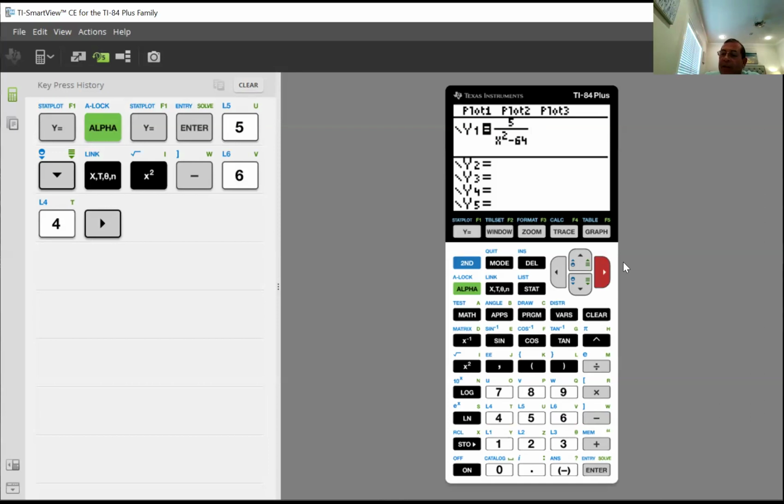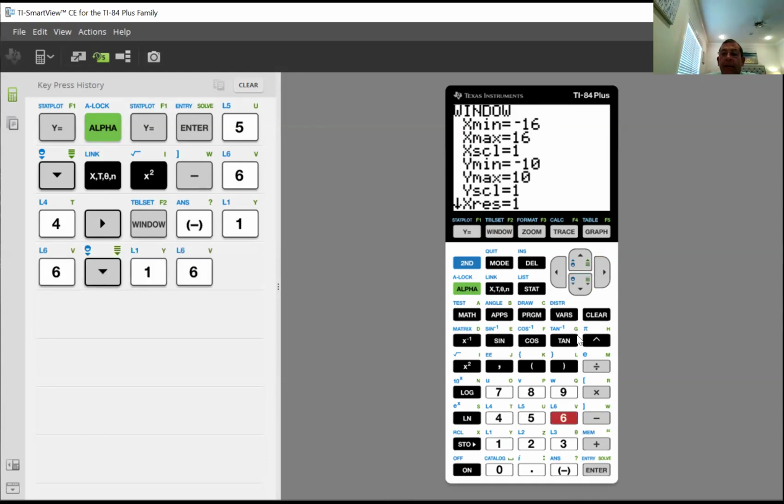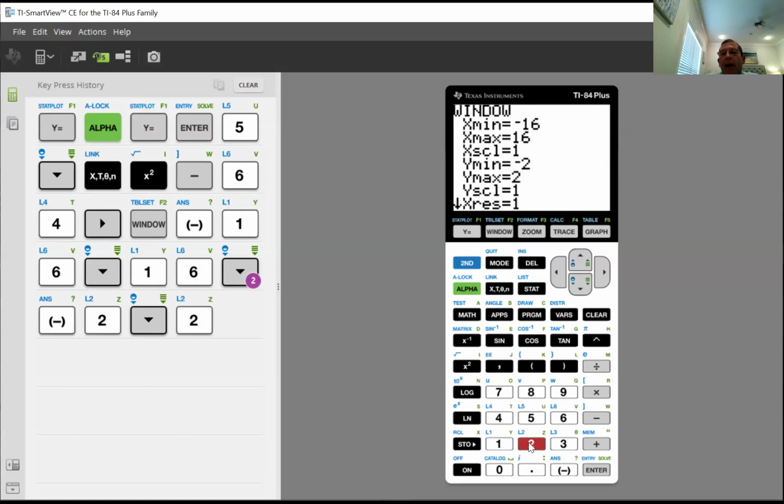All right, now I don't want to graph this yet. Remember, I'm going to set my window. So I'm going to go to my window button. My X minimum was negative 16. My X max was a positive 16. And then I'm going to go down. Y minimum was negative 2. And they do this so that you can actually see the graphs good. And then Y max was 2. Now, when I graph this, remember, at that negative 8 and positive 8, the graph ain't going to cross those lines. It's going to shoot up or down, okay? So here we go with our graph.